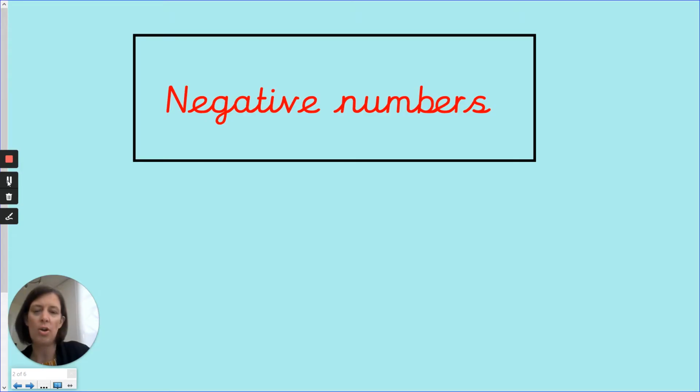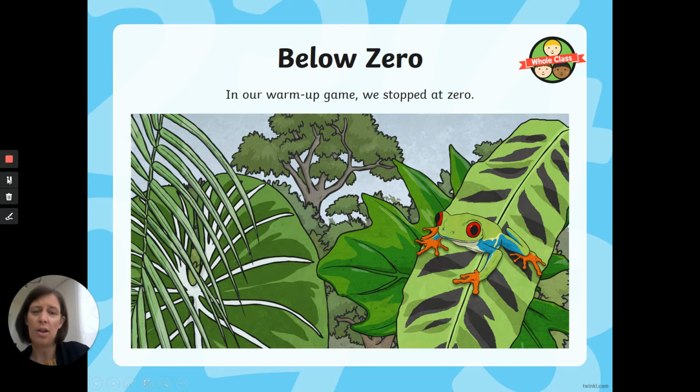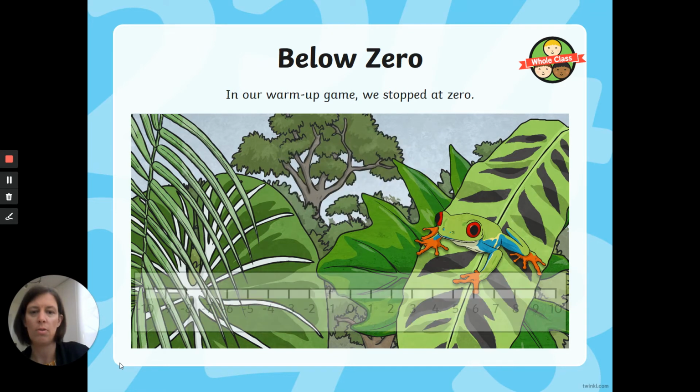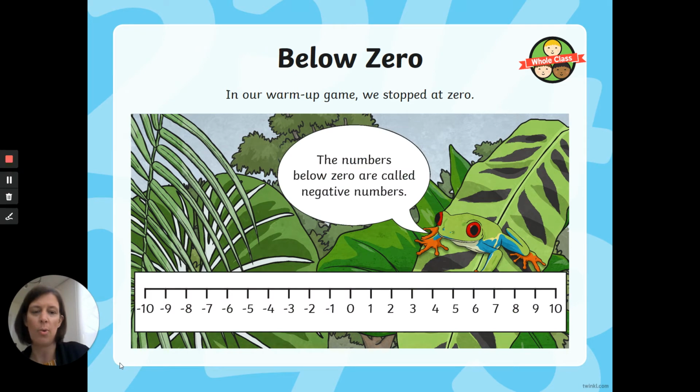Okay, so today we're going to have a look at negative numbers, the numbers which come before 0. Okay, so let's start learning about negative numbers. Can we count below 0? The numbers below 0 are called negative numbers. So we're used to counting forwards from 0 all the way up to 10 and beyond. But if we go below 0, there's some numbers here as well. These are the negative numbers. So if we were to count, can you count from 10 to negative 10?